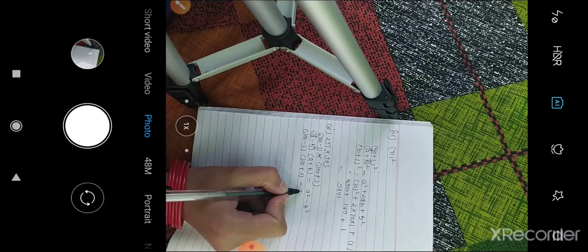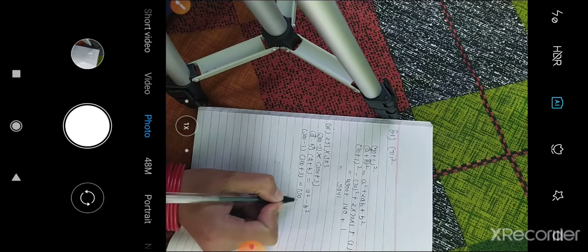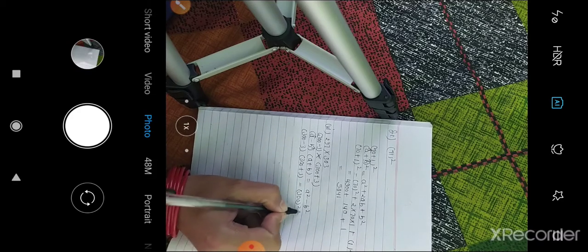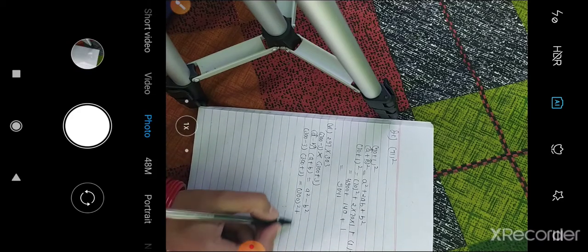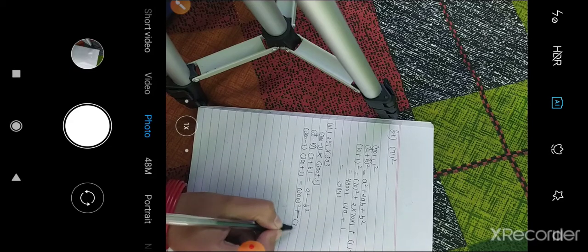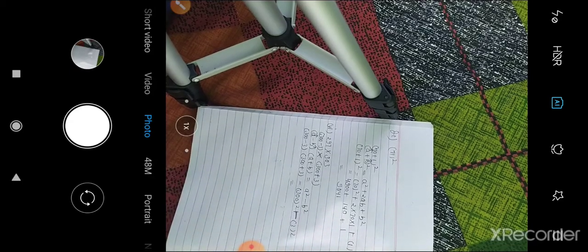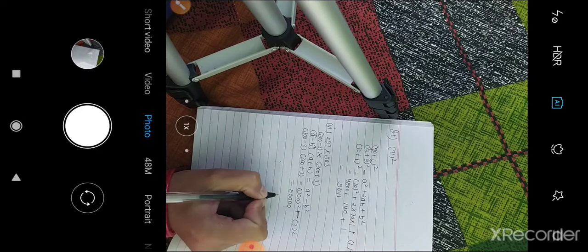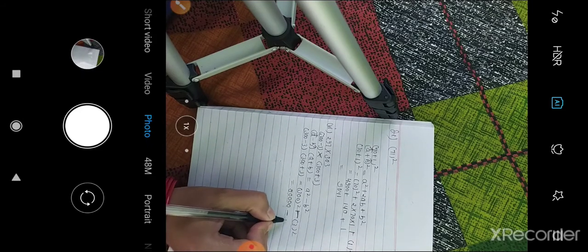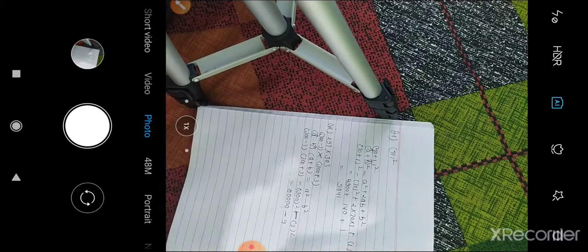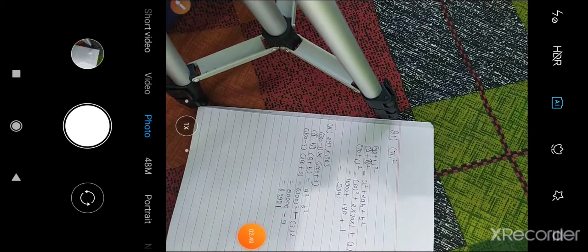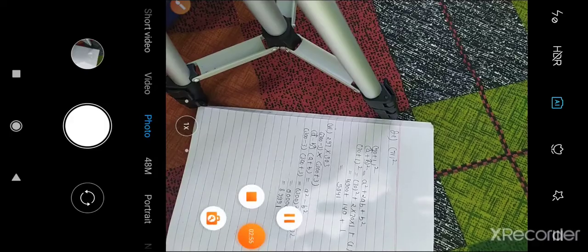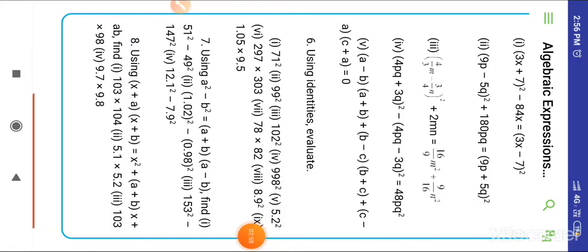Now we substitute all the values. In the place of a we can write 300 whole square and in the place of b we can write 3 whole square. 300 whole square is 90000 minus 3 whole square is 9. After subtraction, we have 89,991. In this way, you can solve its remaining parts.